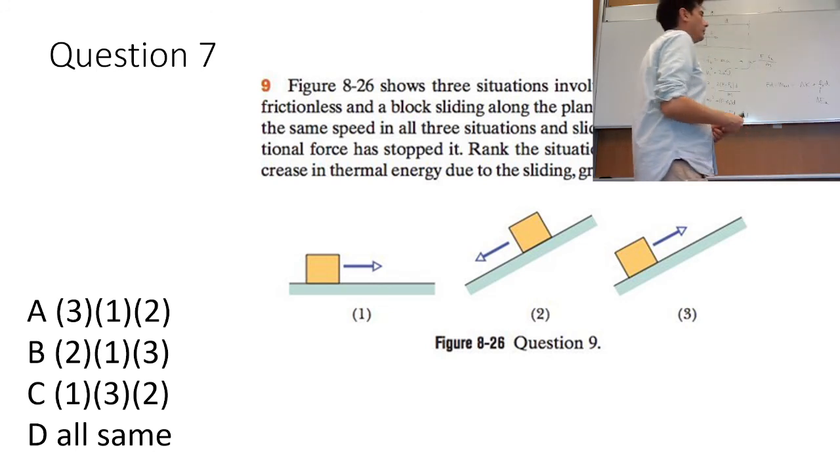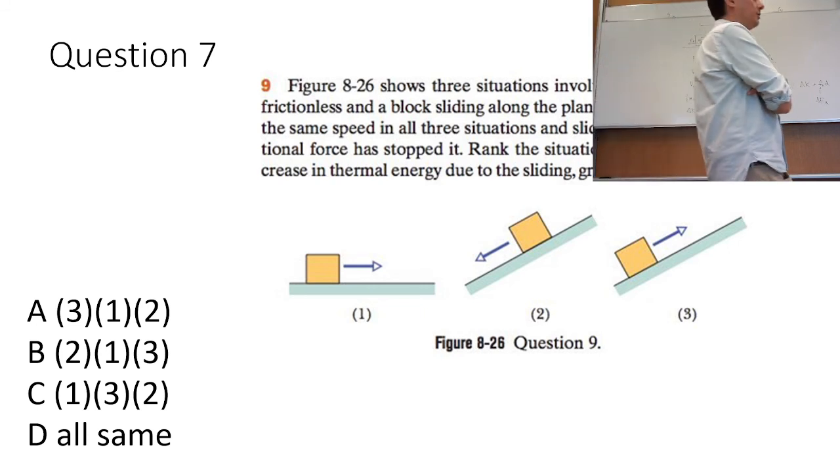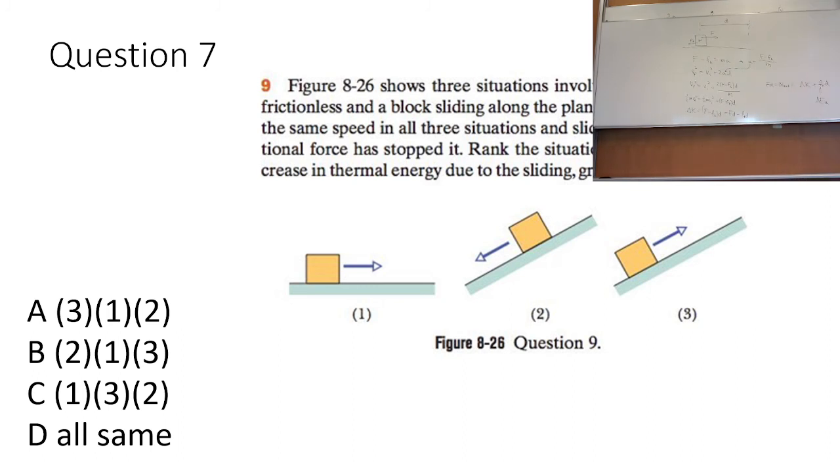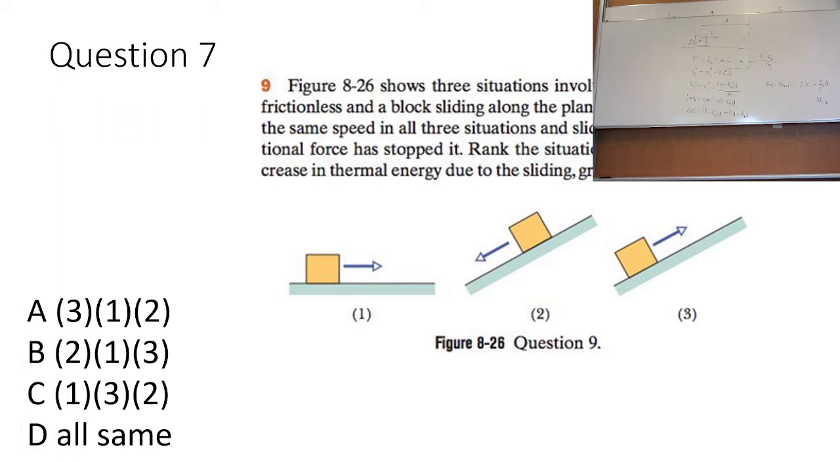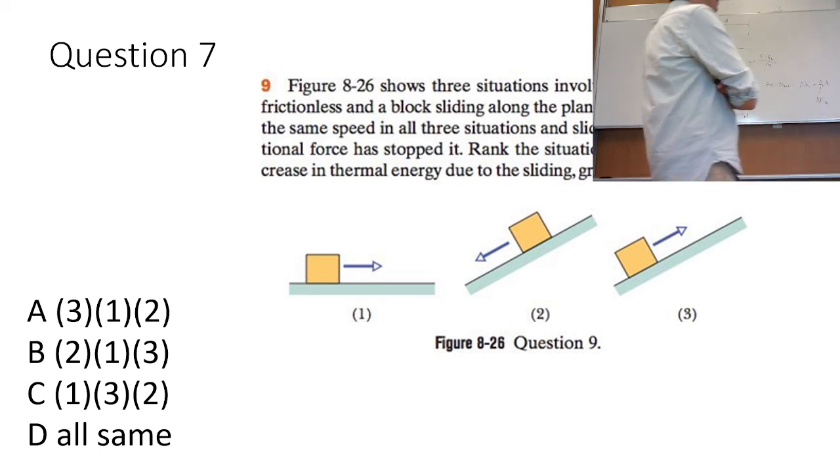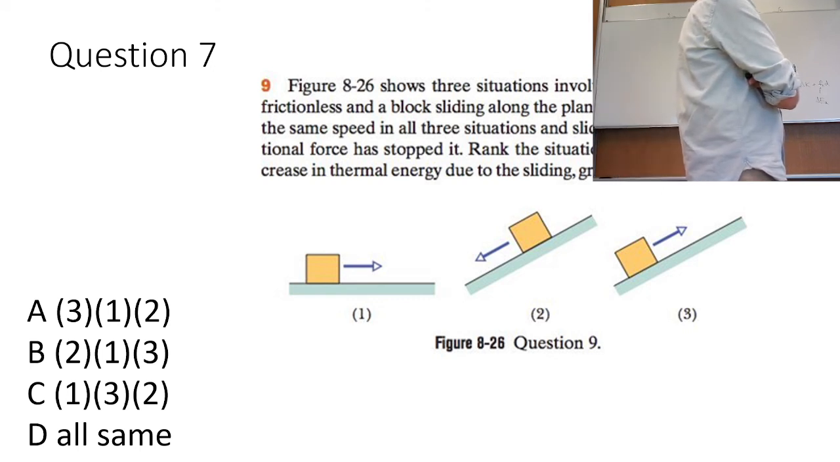All right, so let's try this question. This figure shows three situations showing a plane that is not frictionless, and a block sliding along the plane. The block begins with the same speed in all three situations and slides until the kinetic frictional force has stopped it. Rank the situations according to the increase in thermal energy due to the sliding, greatest first.